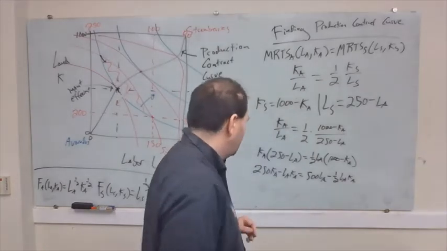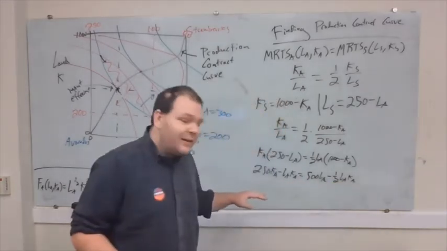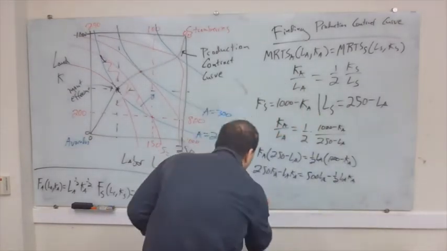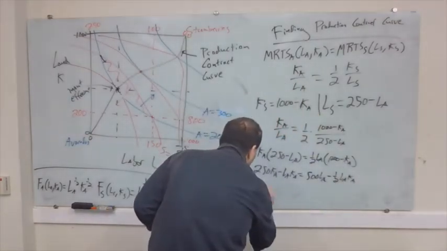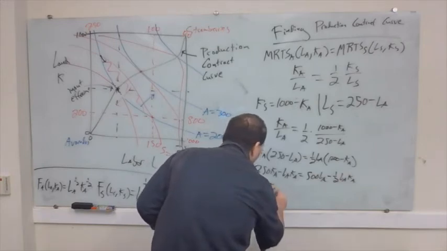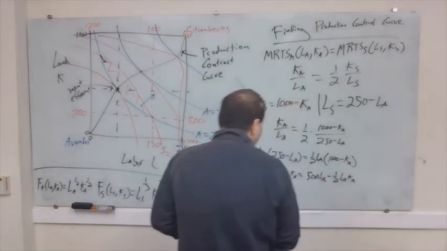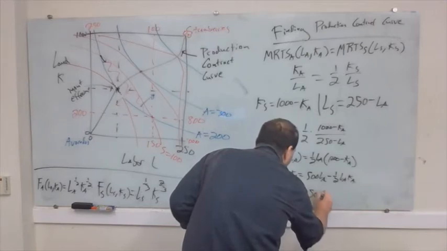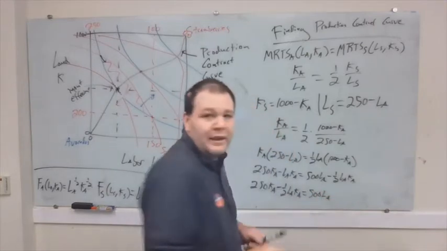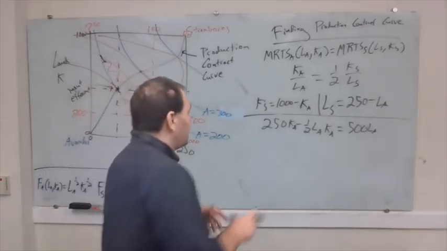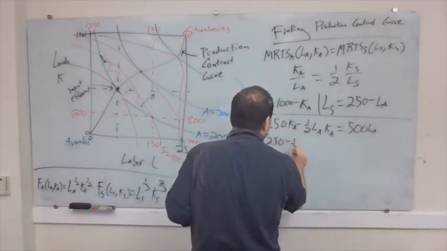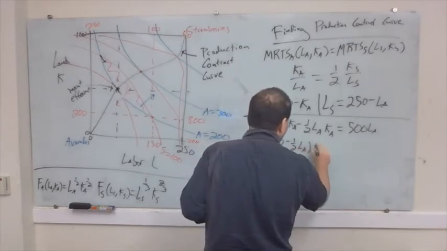Right? So why don't I get all the Ks to one side? I can add 1/2 LK to both sides here. I'll say 250K minus LK plus 1/2 LK, so minus 1/2 LK, equals 500L. Then I can just pull a K out here, right? So this is the same as 250 minus 1/2 L times K.